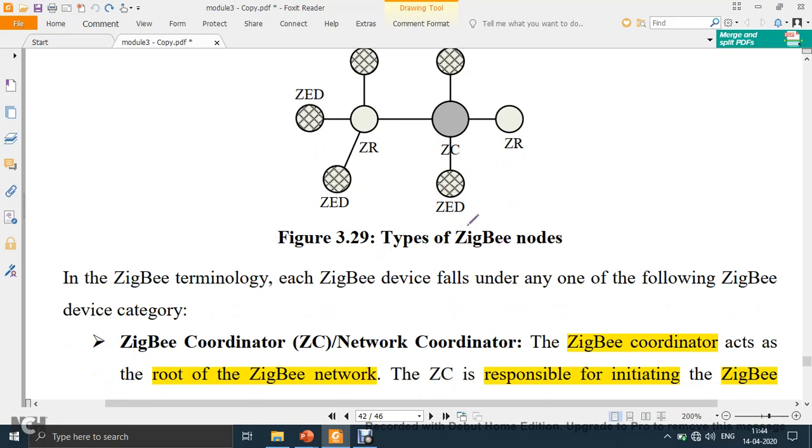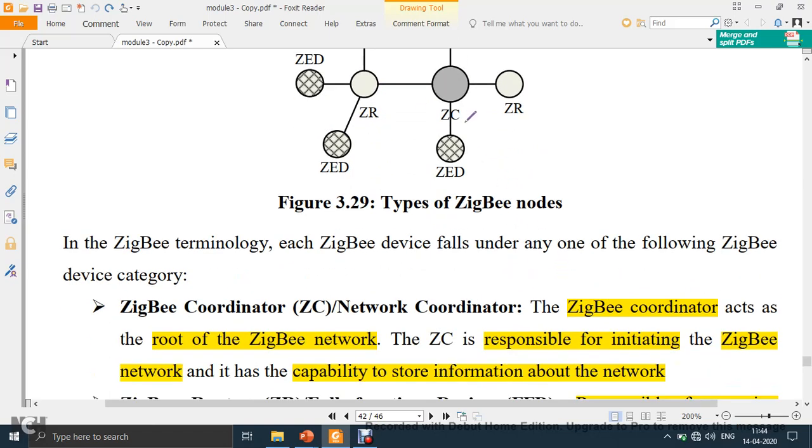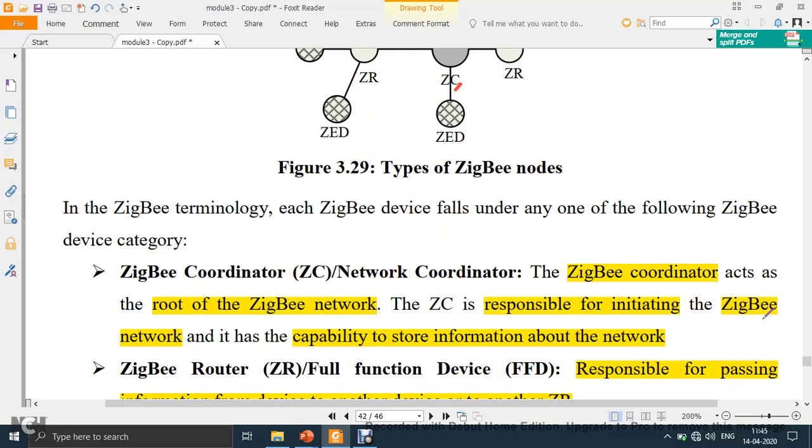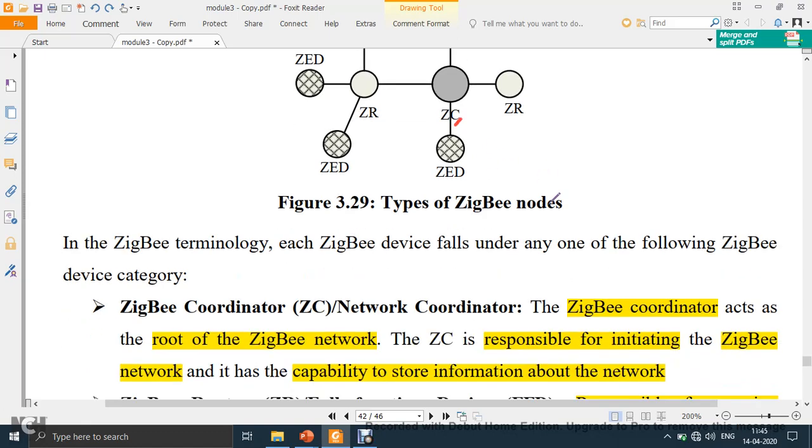So you can see this is the typical connection diagram of Zigbee. There are two types of devices here. One is ZC. So what is ZC? It is known as Zigbee coordinator. It acts as a root or a host, as I told. It is responsible for initiating the network and has the capability to store information about the network. Information about the network may be how many devices are there, how many ZCs, how many ZRs, how many ZEDs are there. This is ZC. So it is just like a host.